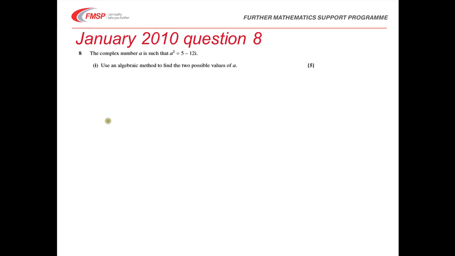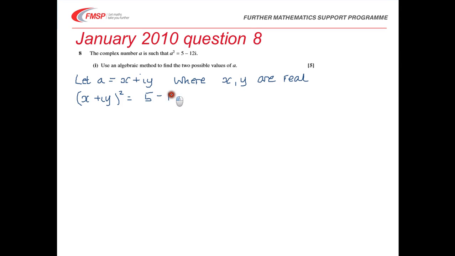So let us just start by letting A equal x plus iy, where x and y are real. Now that's important. So we're going to let A equal x plus iy. So basically, therefore, what we're saying is that (x plus iy) all squared, A squared in other words, is equal to 5 minus 12i.